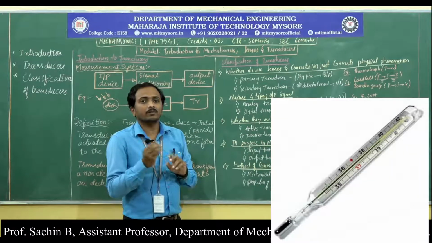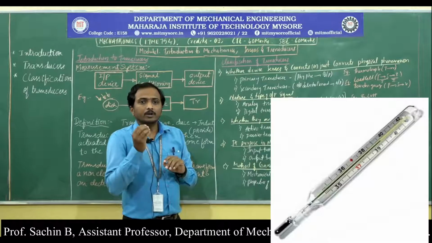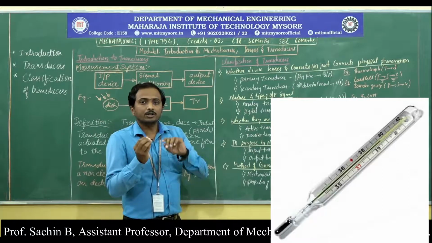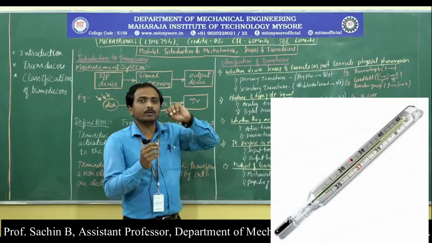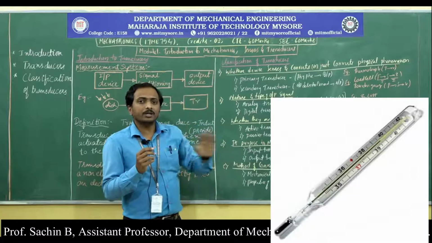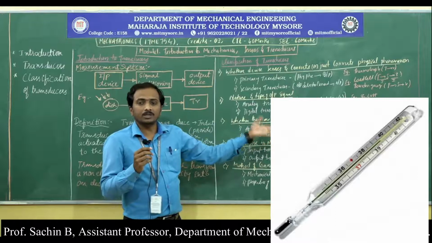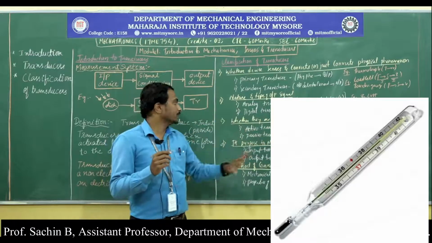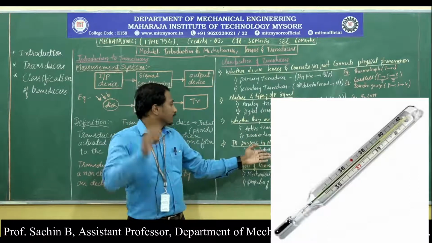In that thermometer, we have mercury present. It will sense the temperature of any system or device, due to which capillary rise of the mercury will happen. Means, without any aid of external power, the mercury is showing the results in the form of graduations present over there.